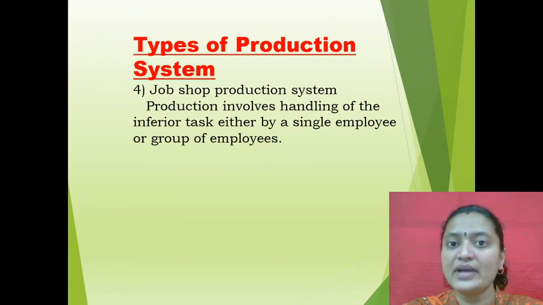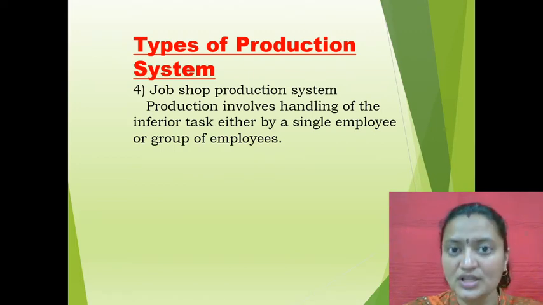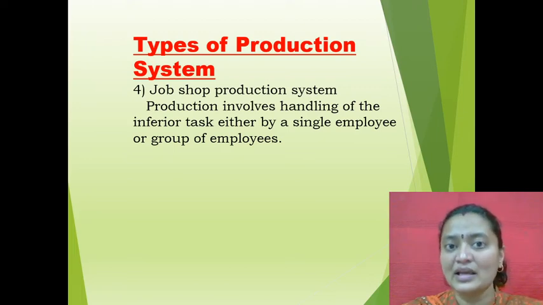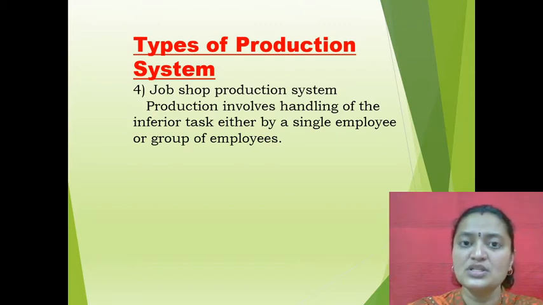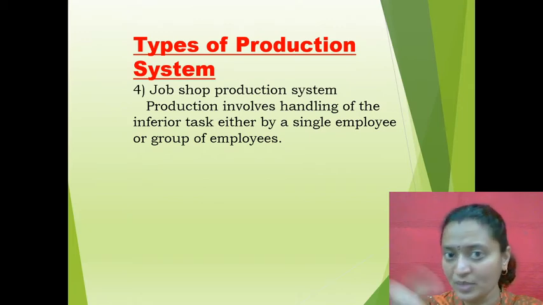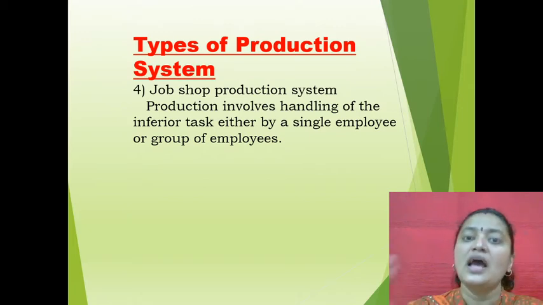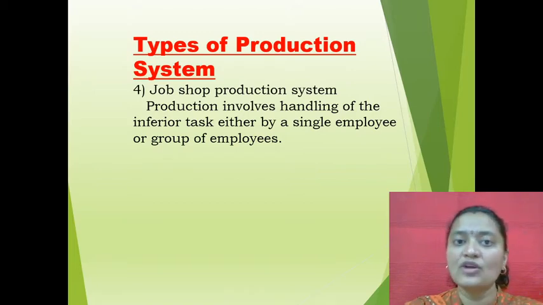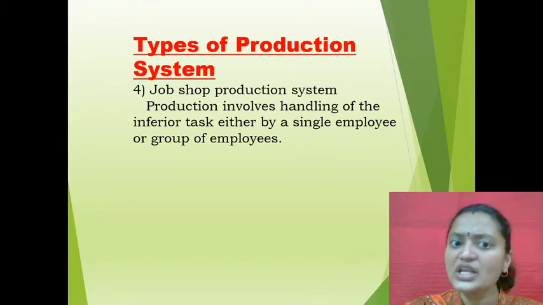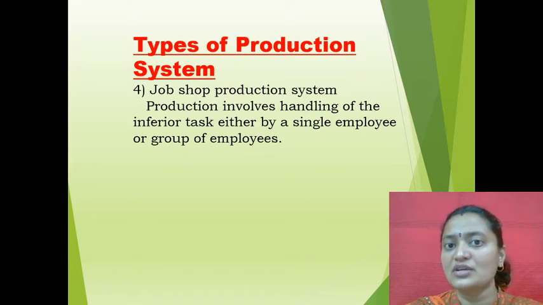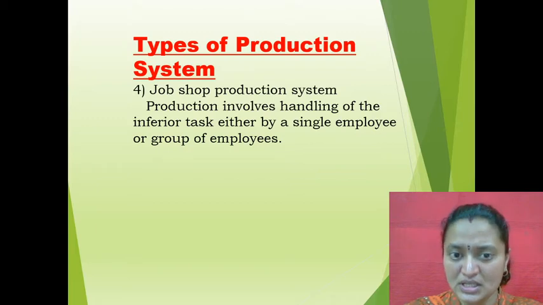A simple example we have seen: if you want to manufacture any kind of product, one employee or a few employees will take care of the handling of raw material. Then another group of employees will take care of the production process. The next group of employees will take care of packing work, or putting labeling, brand name and all. So different kinds of tasks or work will be allocated. That is called the job shop production system.